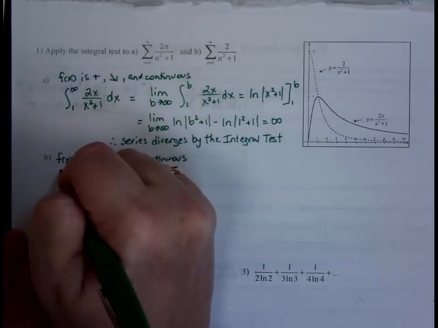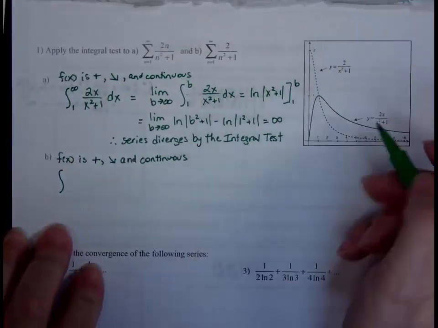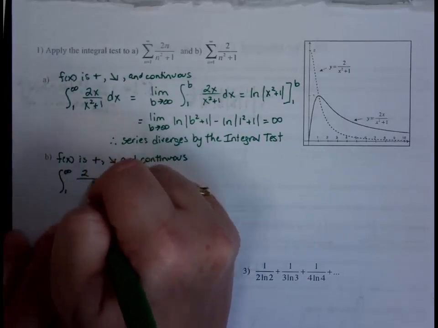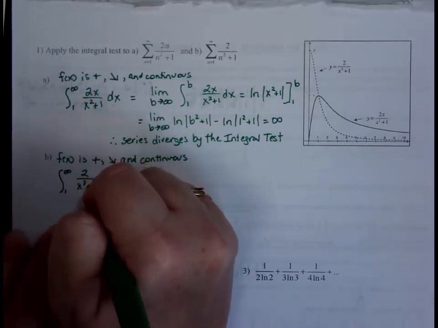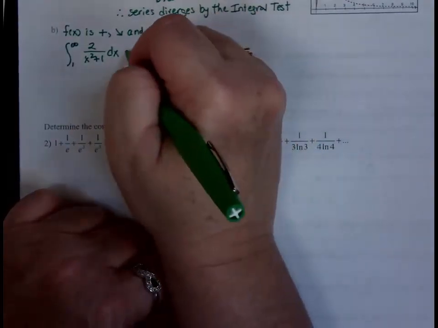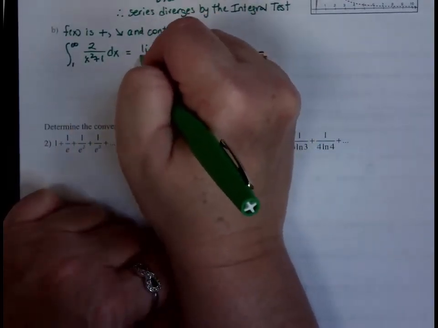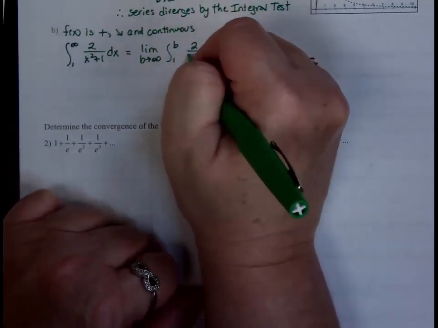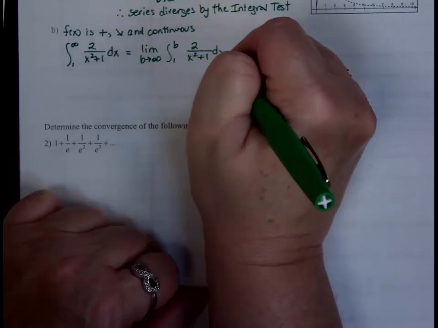So we can now write it as an integral to evaluate it. So it's the integral, once again, from 1 to infinity of 2 over x squared plus 1 dx. Okay, so let's change it to limit form. The limit as b approaches infinity, integral 1 to b of 2 over x squared plus 1 dx.